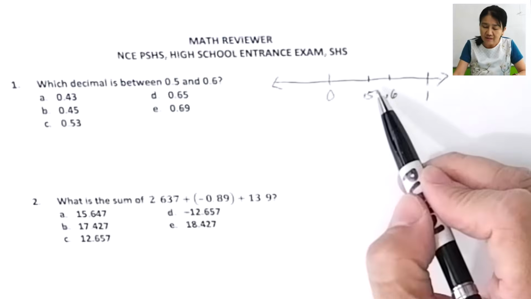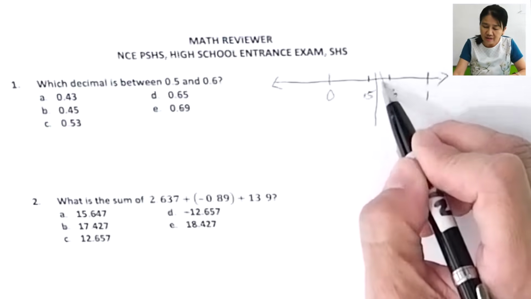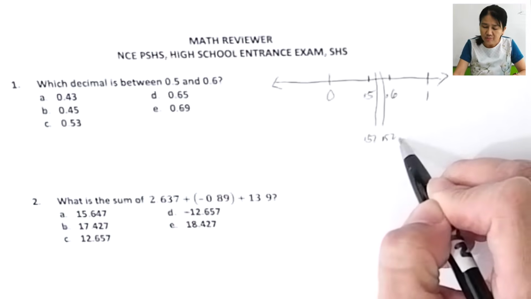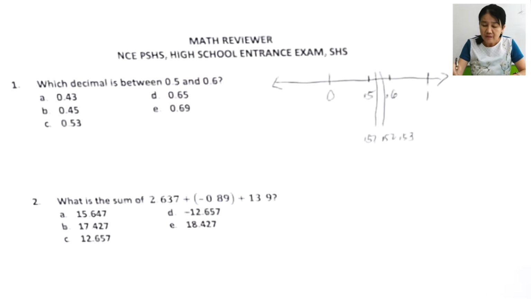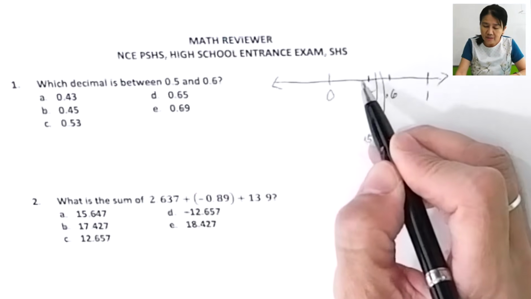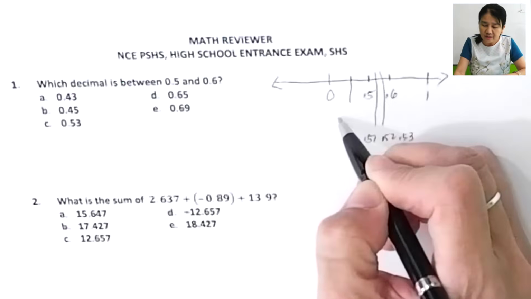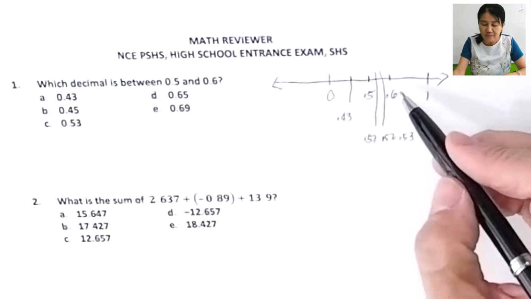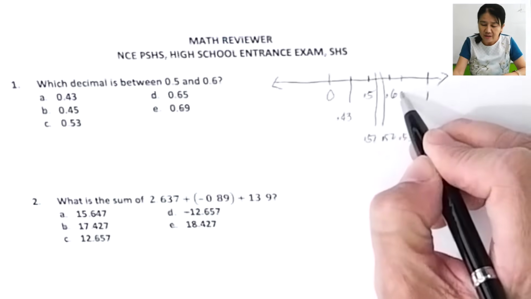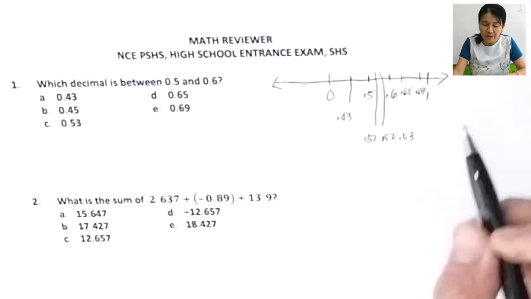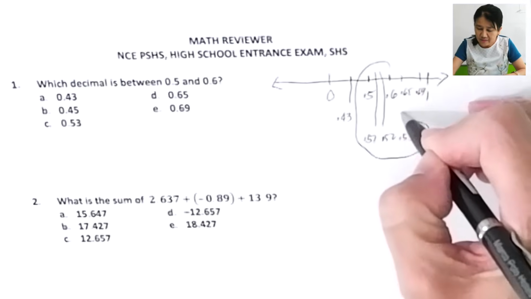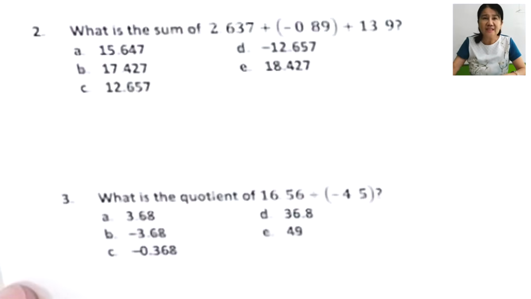And then take note that the numbers in between here are numbers like 0.51, 0.52, 0.53, and so on and so forth. The numbers 0.43, 0.45 are to the left, right? The numbers to the right are 0.65 and 0.69. But the question is, which decimal is between 0.5 and 0.6? So we have here letter C.